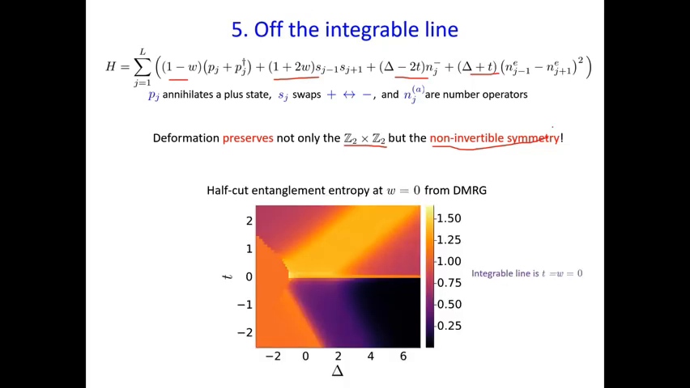All right, so the integrable line corresponds to T equals W equals 0, and that's why we wrote the parameterization in this way. So the first thing you do, right, you throw it on the computer and just see what happens. This is a cut, the W equals 0 cut, so T and delta. Delta is the XXZ parameter, so that we're still keeping here. So the integrable line is the line through the middle here.